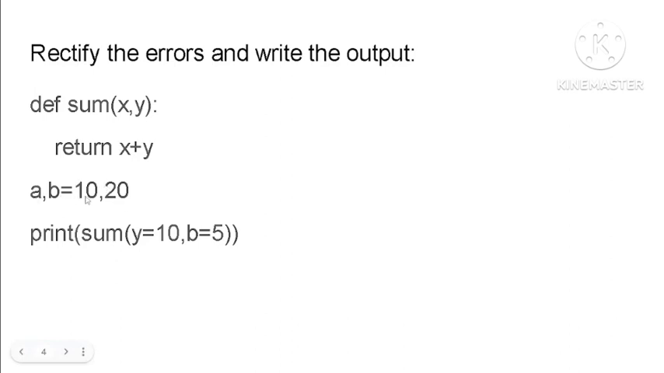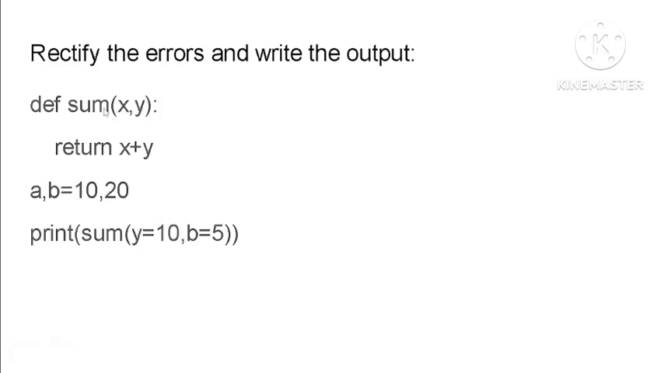Let us find out whether there are any errors in the main function. A comma b is equal to 10 comma 20. There are absolutely no errors here. Then print of sum of y equal to 10 and b equal to 5. Now here comes the problem. When you call a method, if you are going to pass the named arguments, if you are going to use keyword arguments, what are keyword arguments? Calling the arguments by their name.